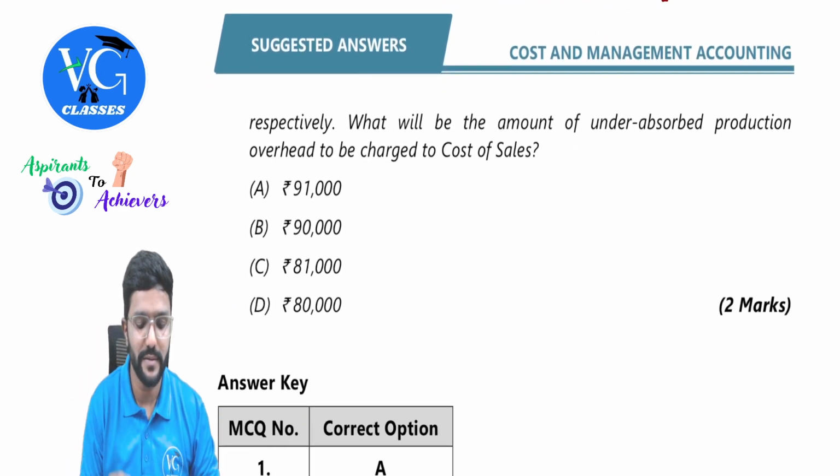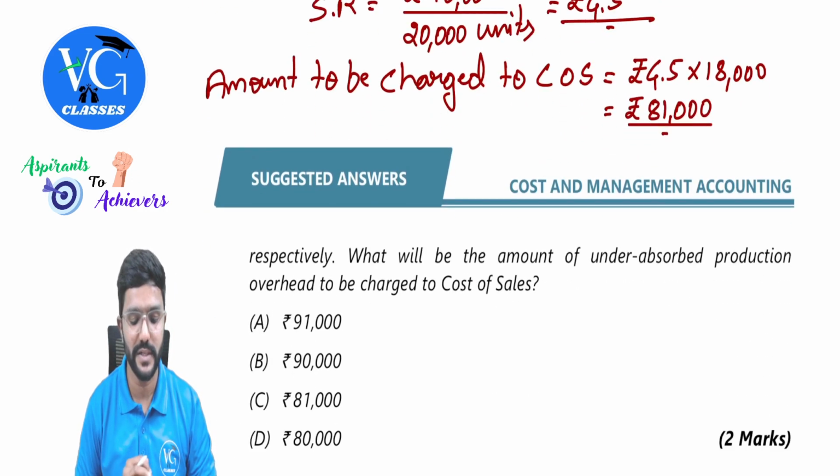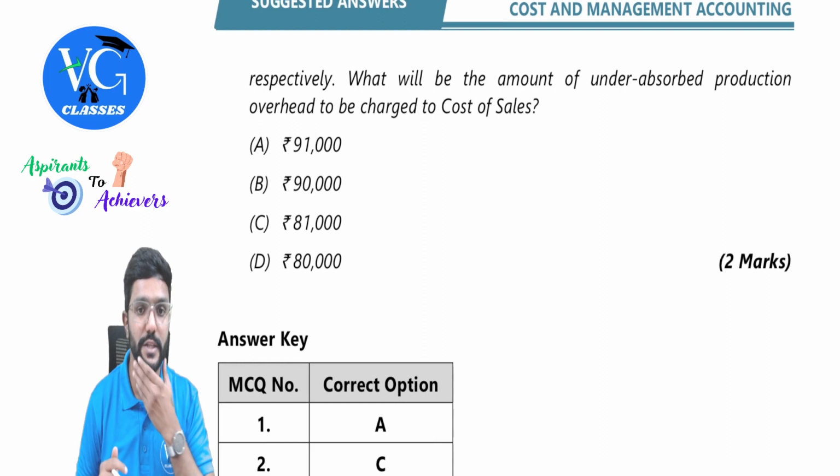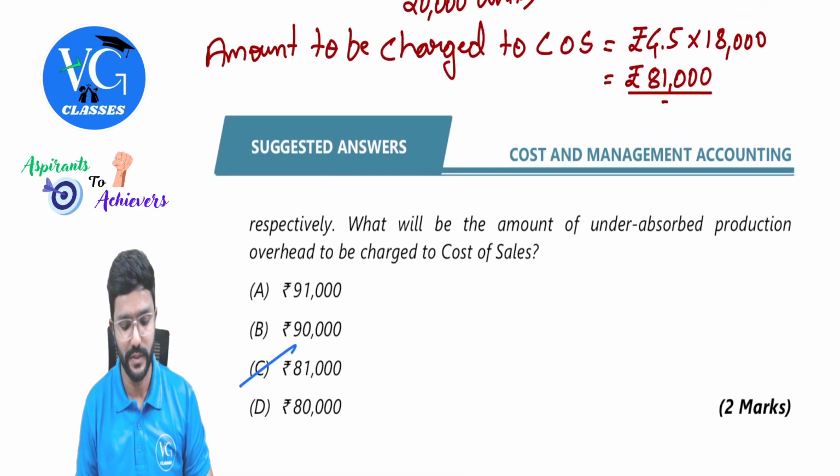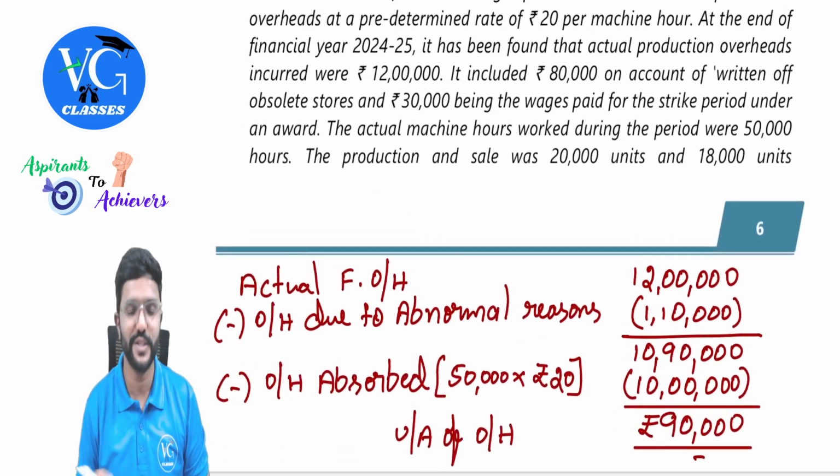So 81,000 is our answer. Please be careful, students. In a hurry, they may give 90,000 as an answer. 90,000 is there in the option. Please be careful with it, people. So the answer is 81,000. Yes, a similar question we have done in the class.